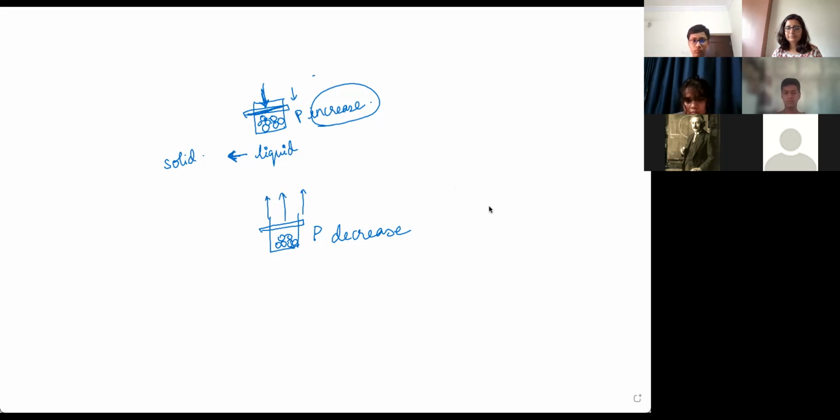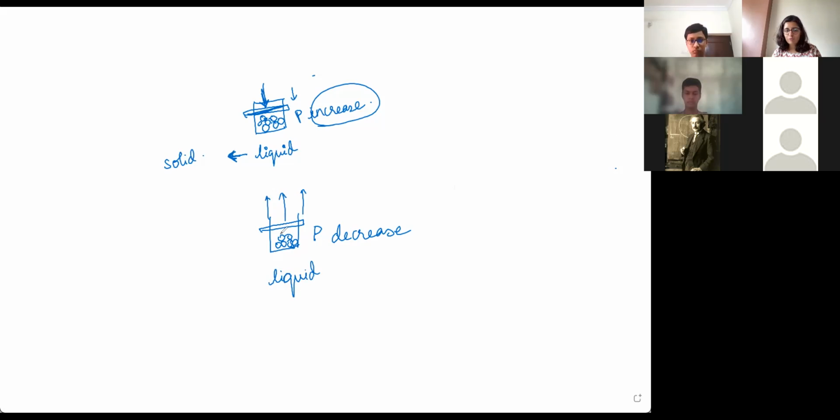I didn't get it. So if I have a liquid and I'm decreasing the pressure, there's nothing pressing down on it. In fact, I'm doing the opposite, I'm decreasing the pressure on it. So what will happen to this liquid? What will happen to these particles? Nothing will happen. No. So this is turning into this sort of a situation.